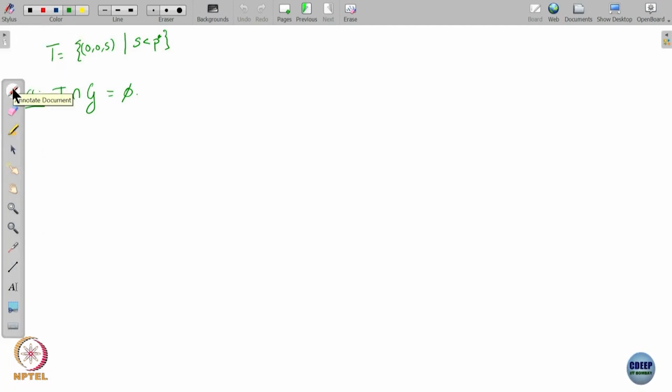Proof again. Suppose (u, v, t) belongs to T intersection G. Now, if it belongs to T, then it means that u equals 0, v equals 0, and t is less than p star.